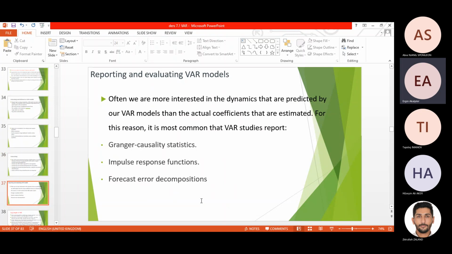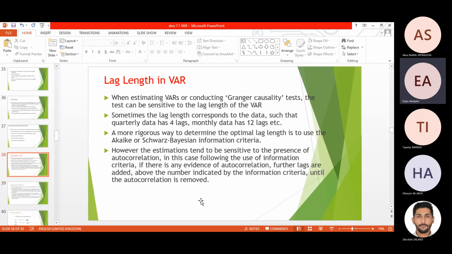Reporting and evaluating the VAR models. Often, we are more interested in the dynamics that are predicted by our VAR models than the actual coefficients that are estimated. For this reason, it is most common that VAR studies report the Granger causality statistics, impulse response functions, and forecast error decomposition.